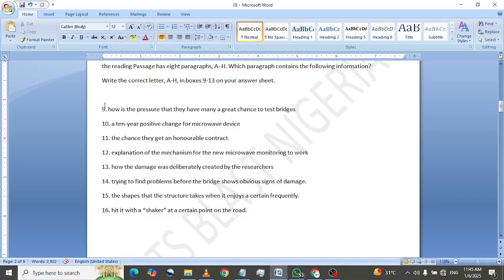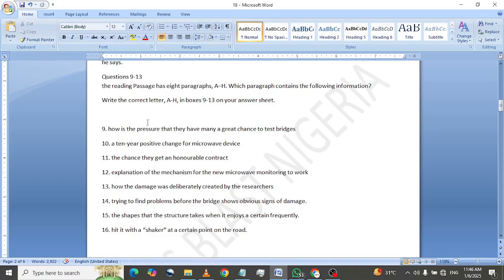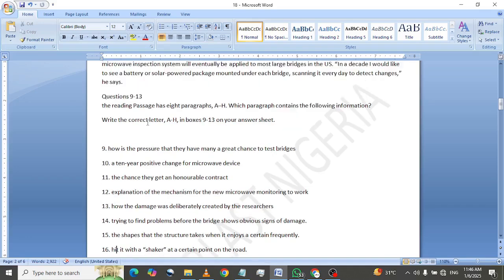Now, when you are going through the questions, I will advise you to underline some keywords from the question, because these keywords may help us locate the exact paragraph where this information is found. Now let's take a look at the questions.